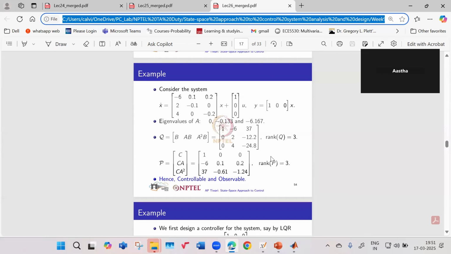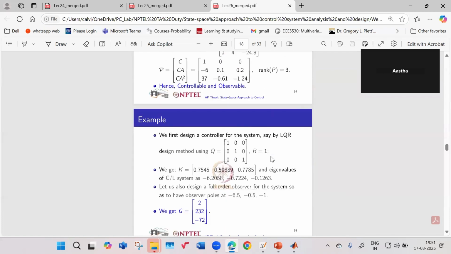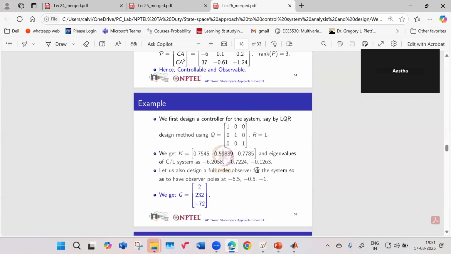So first, whenever you are working on your project or practical system, you have to check that your system is controllable. Then you can design some gain to control the system. Then, if you find that you are not able to measure all the states of your system, you cannot implement state feedback, so you will have to use an observer. Then you have to check whether your system is observable, and once you check that, you can design an observer. So these things Sir has shown.